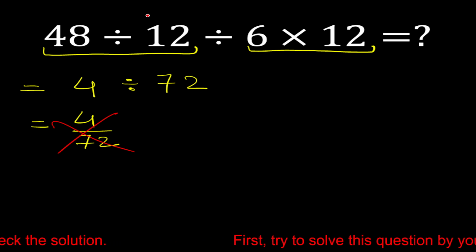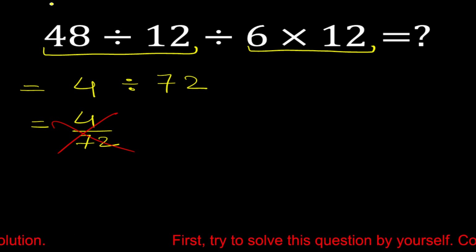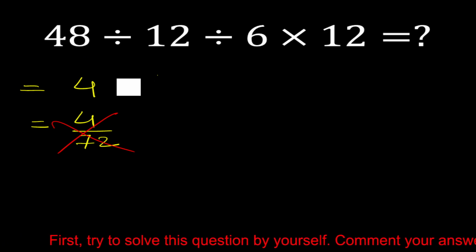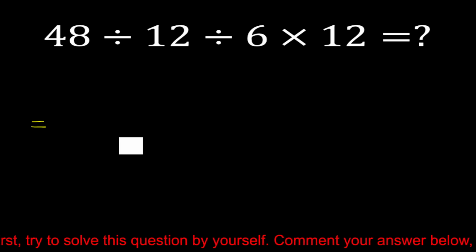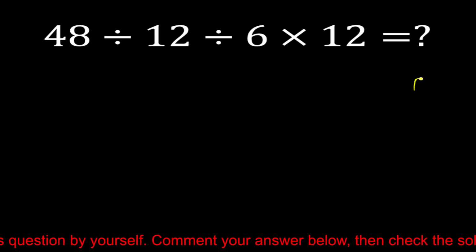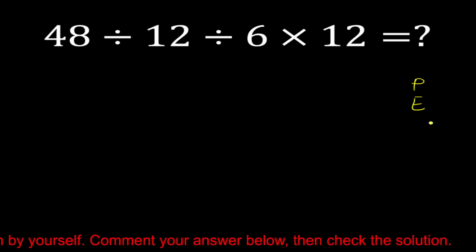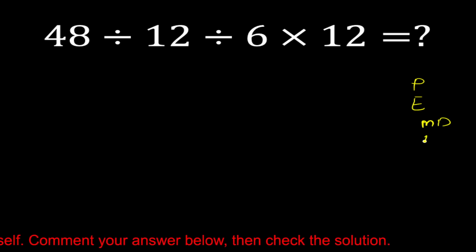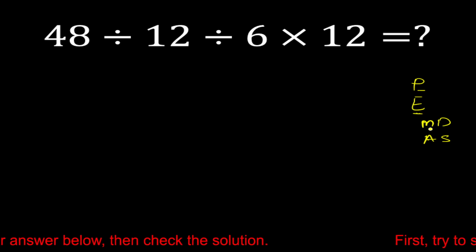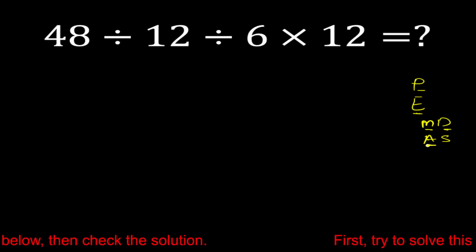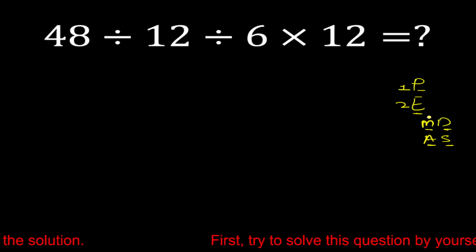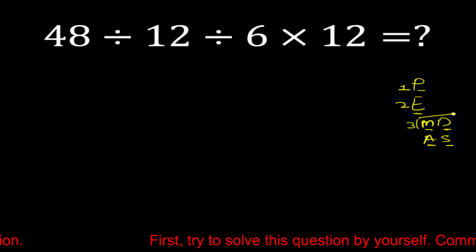Now let's solve this problem correctly by using a PEMDAS rule. Okay. PEMDAS. P A M D A S. So P means first priority is parenthesis, A means exponents, M means multiplication, D means division, A means addition, and S means subtraction. First priority is parenthesis, then second priority is exponents, then third priority is multiplication and division.